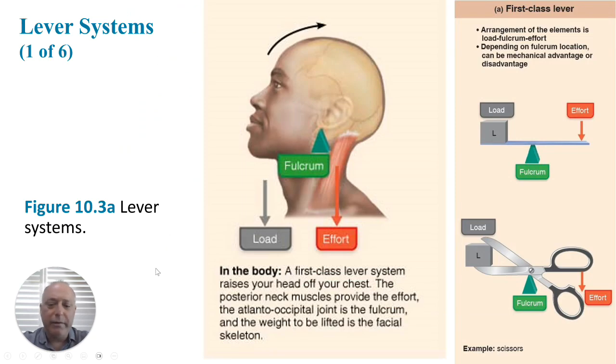Okay, so there are three classes of levers in the body. Let's just go through these. So the first class lever, the great example is raising your head off of your chest. So we've got the load and the effort, with the fulcrum right in the middle. And so it's the arrangement of elements. There's a fulcrum, a load, fulcrum, effort, depending on the fulcrum location. So this nodding your head will be a first class lever.